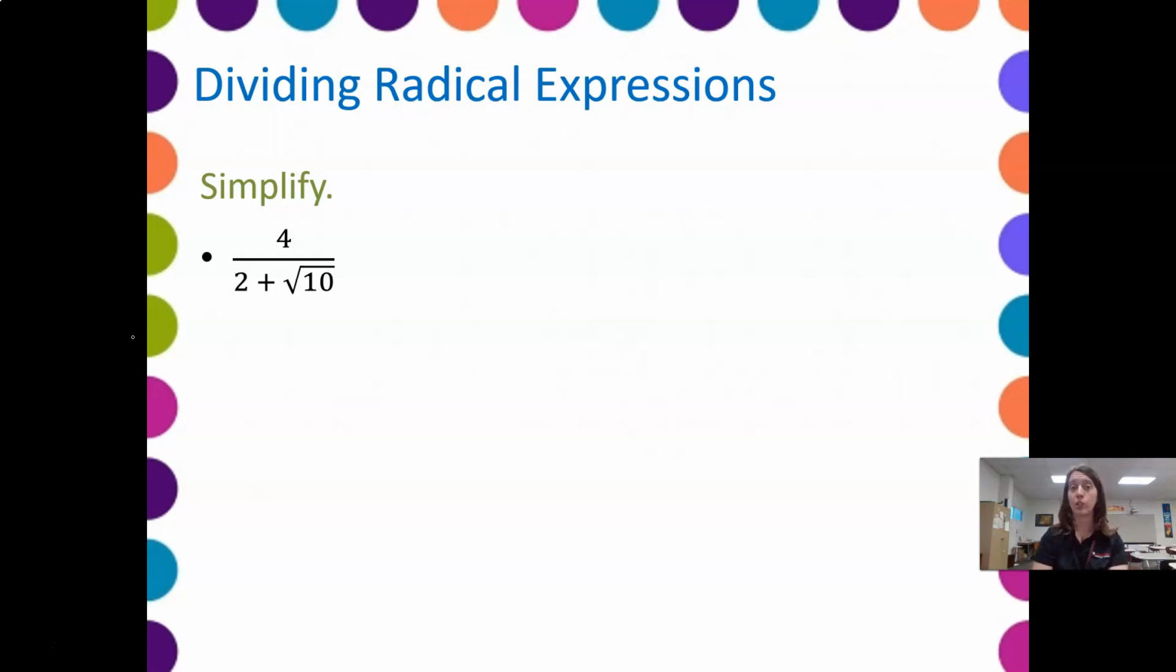So how am I going to approach this question? Because of the adding that I have in the denominator, and it also has a square root, we need to use this idea of a conjugate. So I'm using the same two pieces, only switching the sign in the middle.